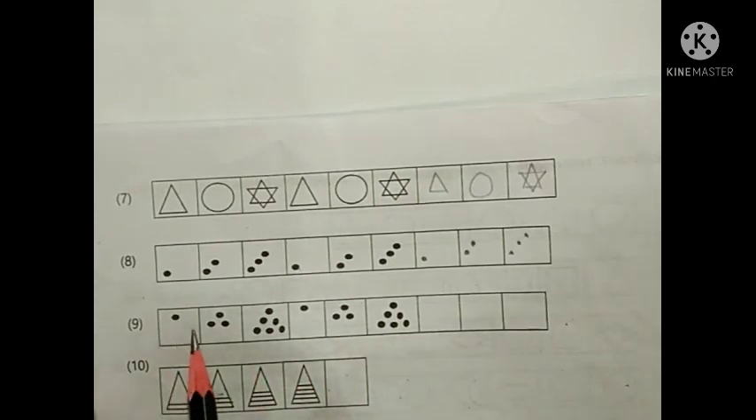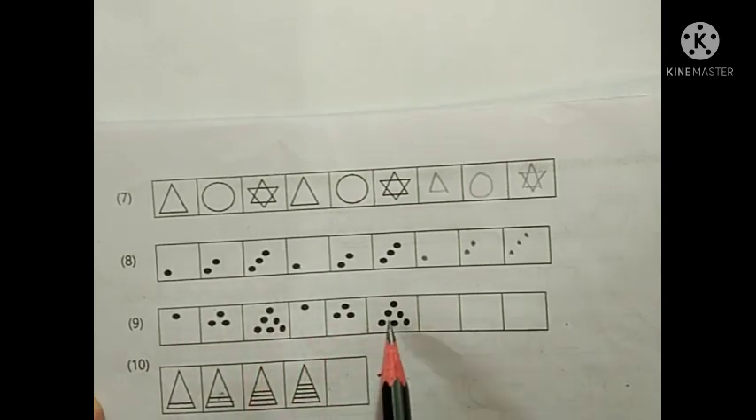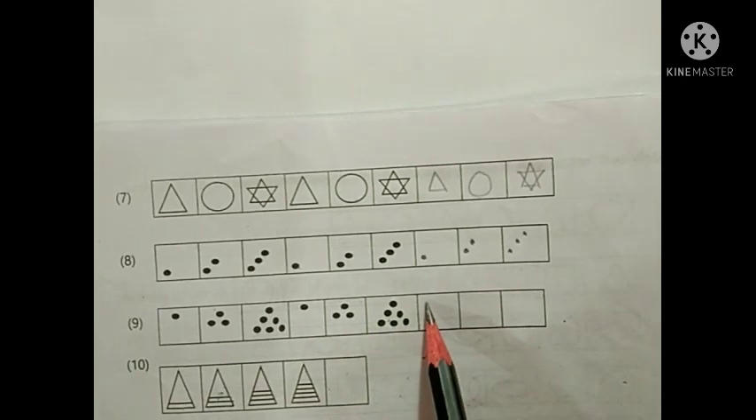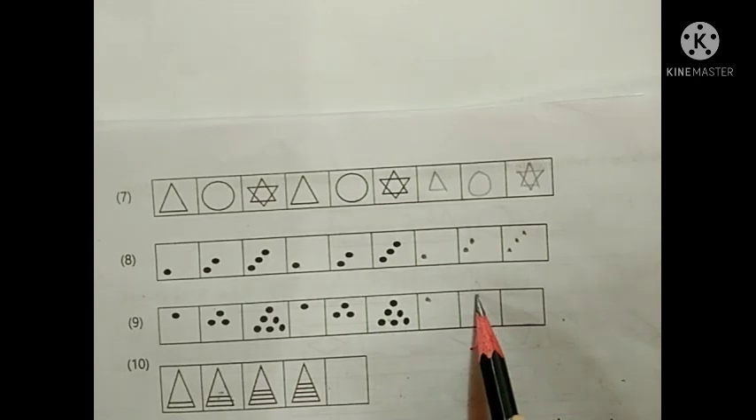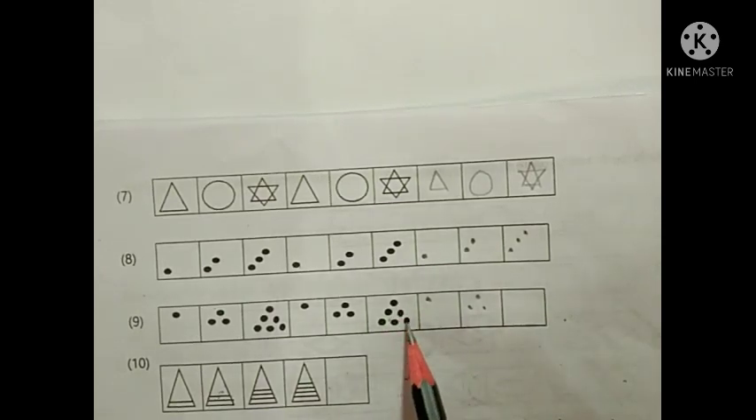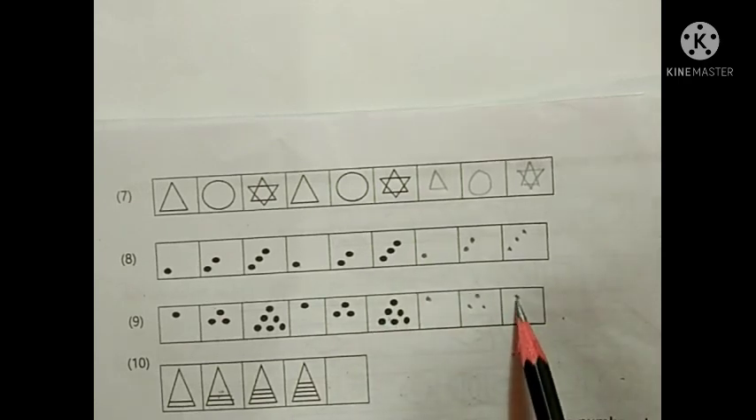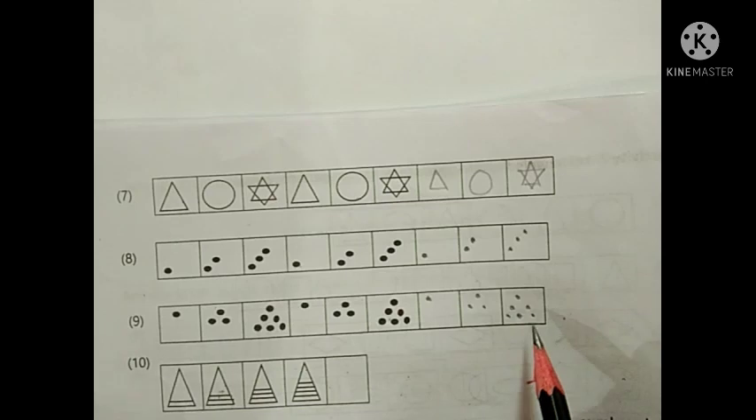Okay, here 1 dot like this, next 1, 2, 3 dots, then 1, 2, 3, 4, 5, 6 dots. So 1, 3, 6, again 1, 3, 6. Here again 1 dot, next 3 dots, then 6 dots, 3, 7 dots. Here 6 dots: 1, 2, 3, 4, 5, then 6 dots. Okay.